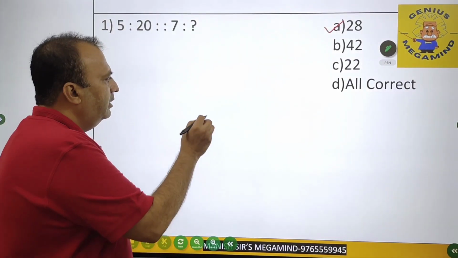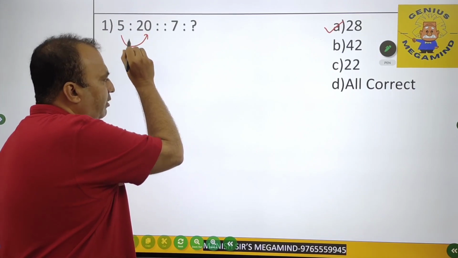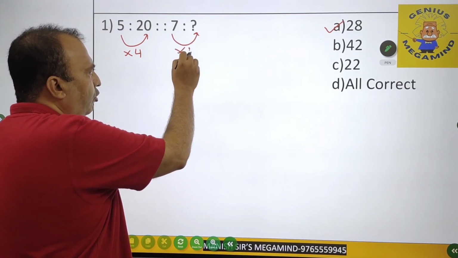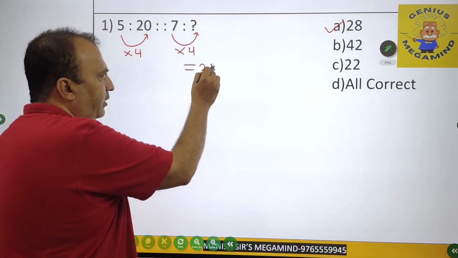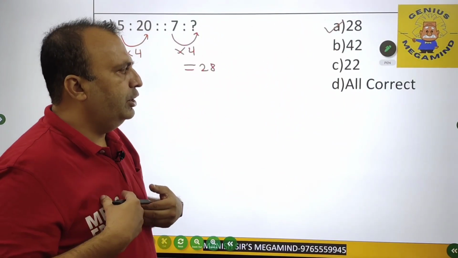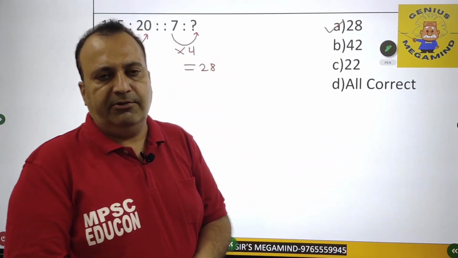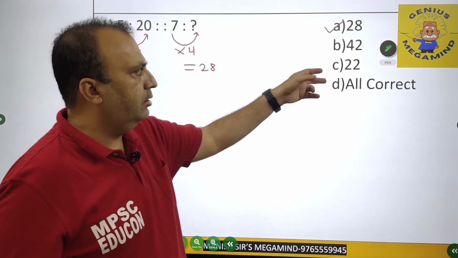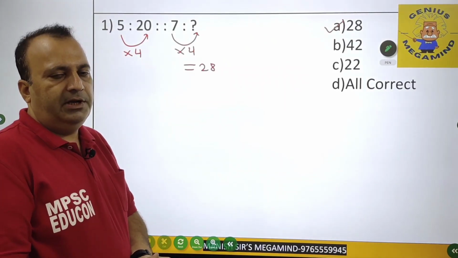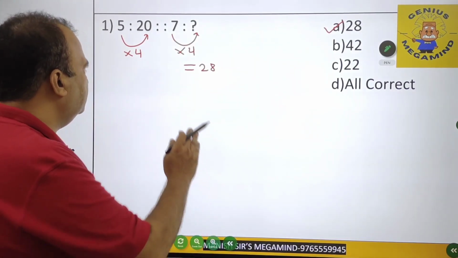So what they have done is something like this: 5 into 4 is 20. So whatever logic I applied on the left hand side, I am going to apply on the right hand side also. So 7 into 4 will be what, my friends? 28. So 28 is the answer for this question according to you. Fine. But according to me, it's a different answer. So whenever in the options, the fourth option given is all correct, please check out all the 3 options above. Fine. All the 3 options given above will be the answers 99.99% of times. So obviously 28 is one of the answers.